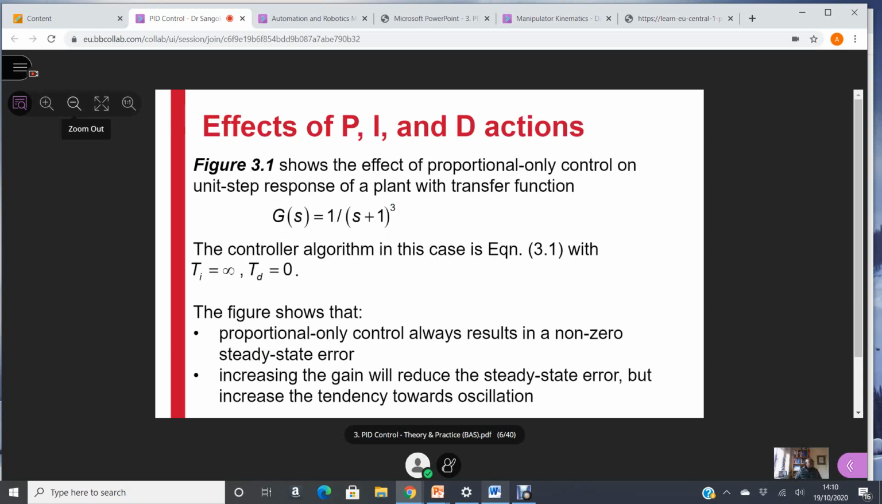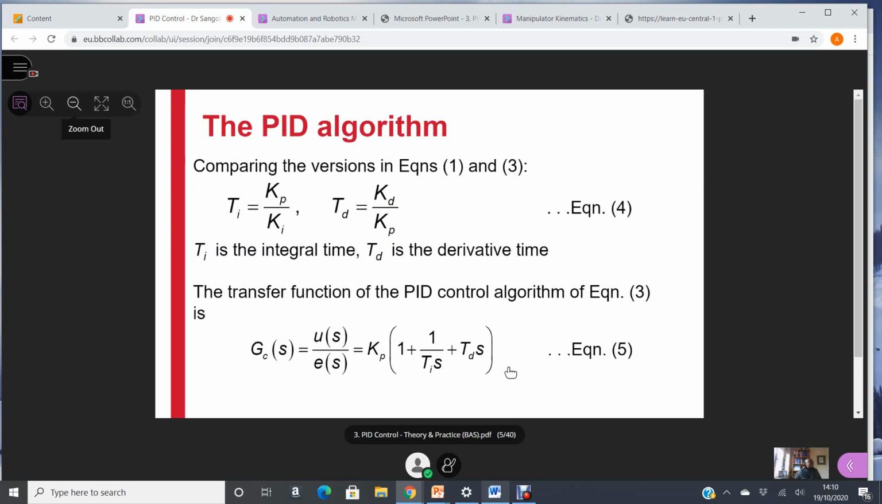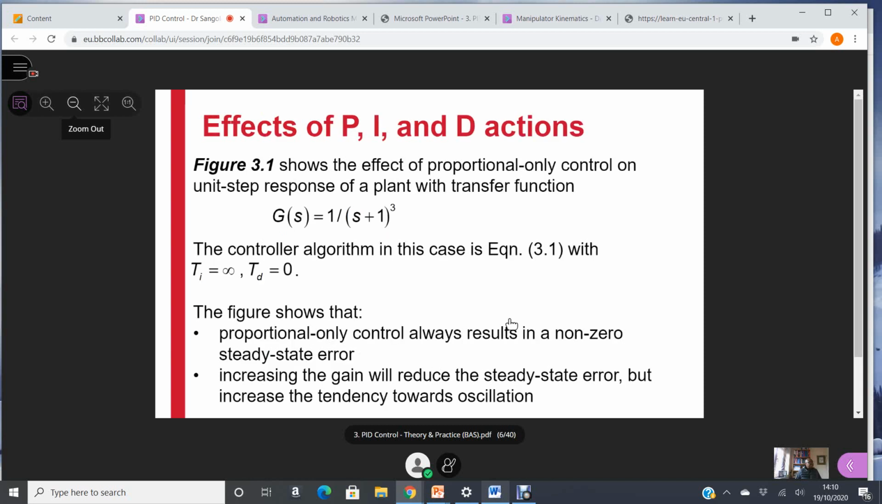Right. So we've looked at what the mathematical representation of a PID controller is. Now we want to see why we actually use a PID controller. To answer this, we are looking at the benefits that can be derived from each of the control actions. To do that, we'll use an example. We take a plant transfer function, a third order transfer function, and then we look at controlling this in the closed loop using various combinations of the proportional, integral, and derivative actions.